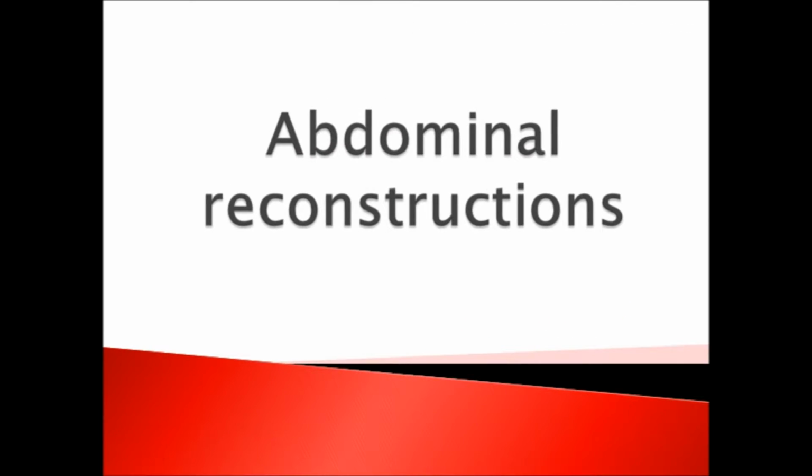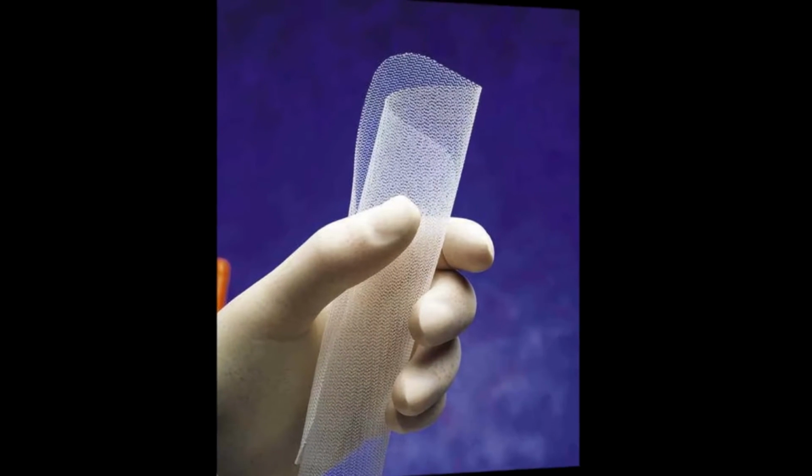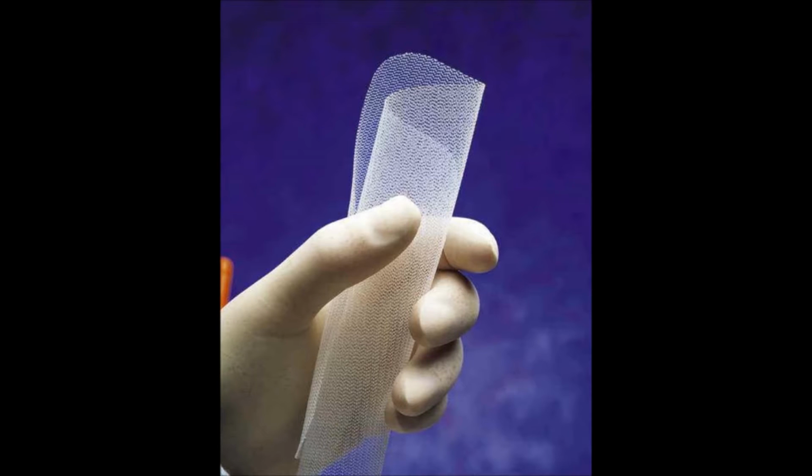Porcine tissue is also used in abdominal reconstructions. Porcine tissue is preferred over synthetic meshes because it retains the mammalian extracellular matrix that acts as a natural scaffolding for host cells. It is also safer to use in infected fields, unlike synthetic meshes.